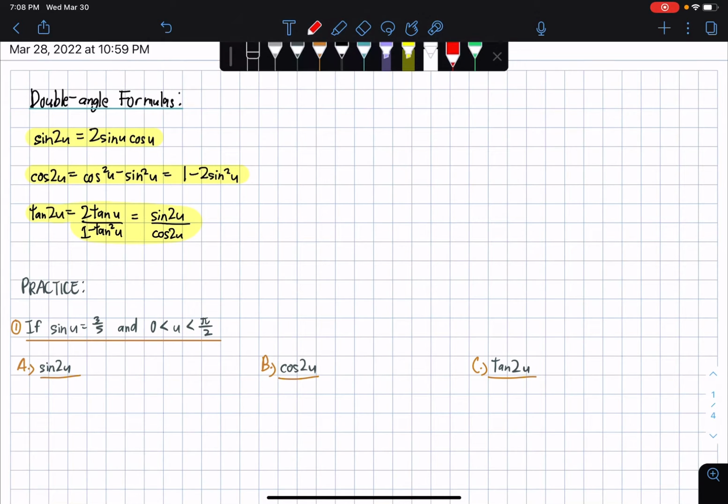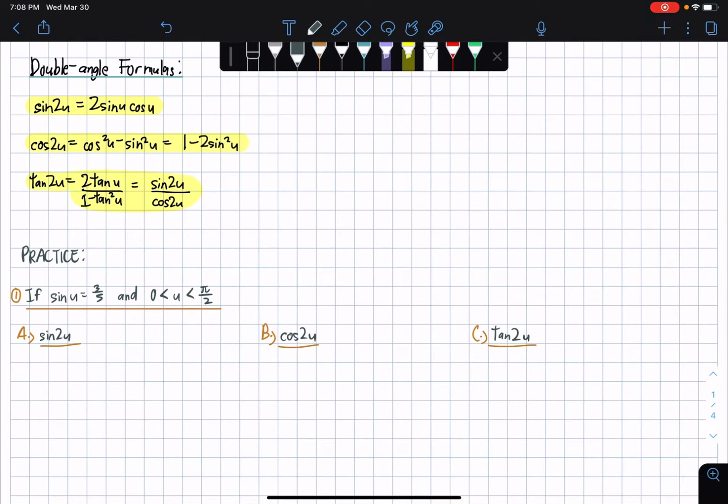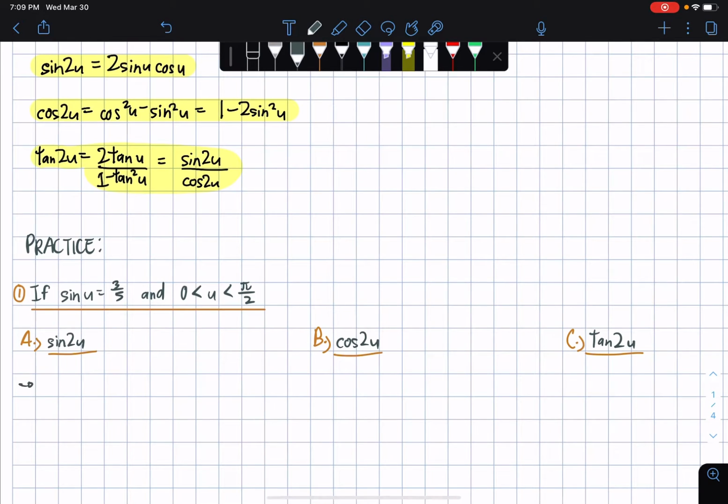Now, let's practice. We'll be applying each of the formulas that were recently introduced. So, for the practice, sine 2u, let's write the equation first. Let's rewrite it: 2 sine u cos u.